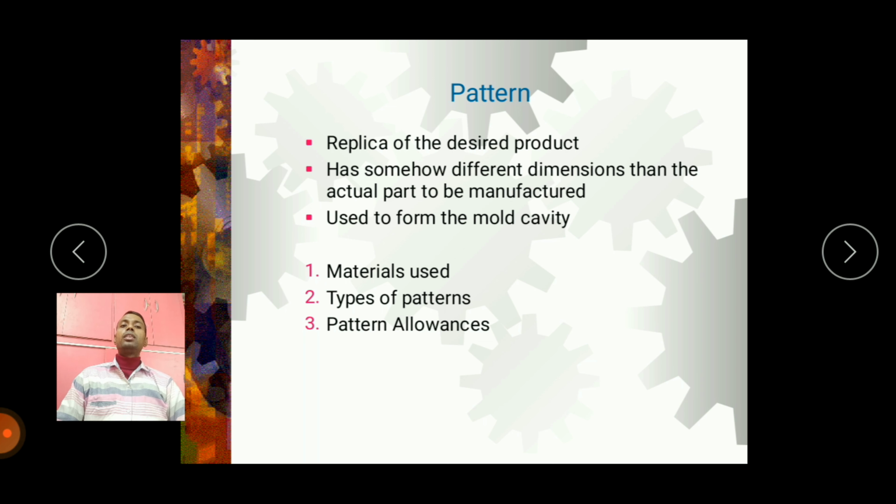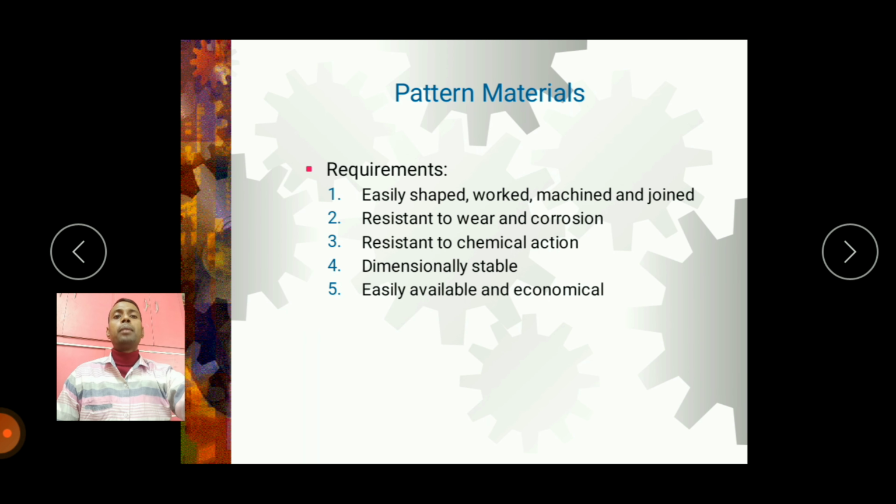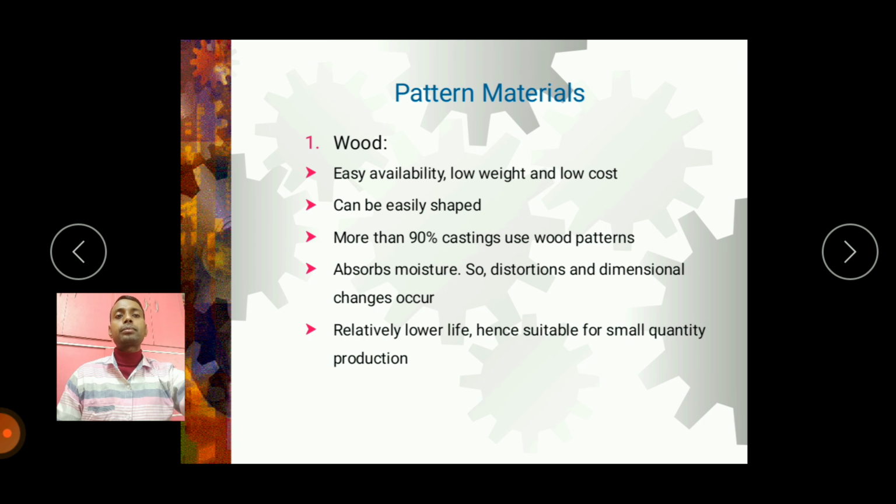Material used, types of pattern and pattern allowances I will discuss one by one. Pattern material. What is the requirement basically? Easily shaped, worked, machined and joined, resistance to wear and corrosion, resistance to chemical action, dimensional stability, easily available and economical. These are the basic requirements when you select any pattern material.